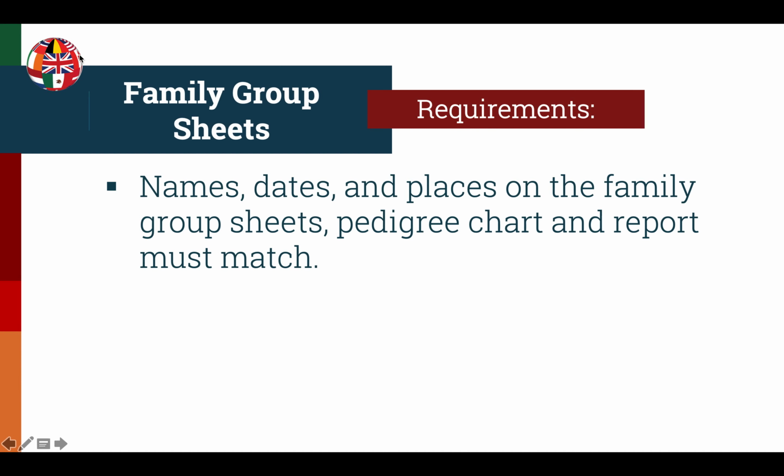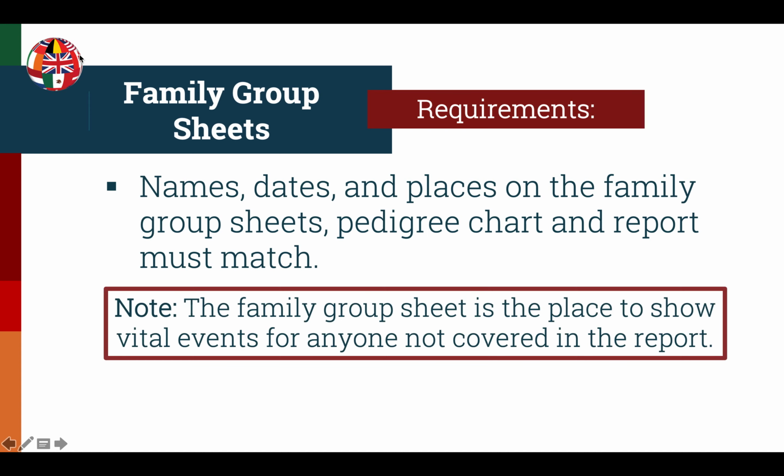Make sure that the names, dates, and places on the family group sheet, Pedigree Chart, and the report match each other. Note that the family group sheet is the place to show vital events for anyone not covered in the report. Refer the reader to the family group sheet and the research log as needed. Write a statement in the report or include a footnote that states something like, see the research log and the family group sheet for information about the children of John Jones and Sally Smith.